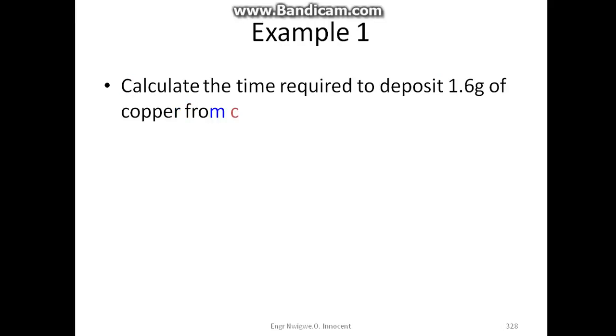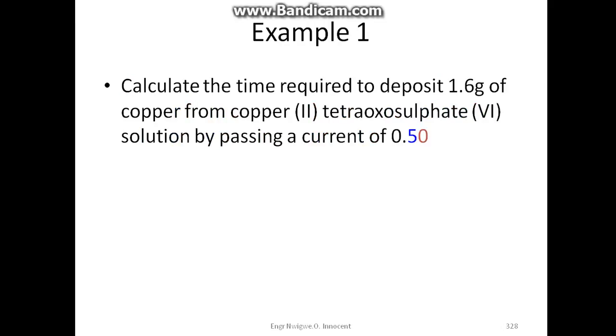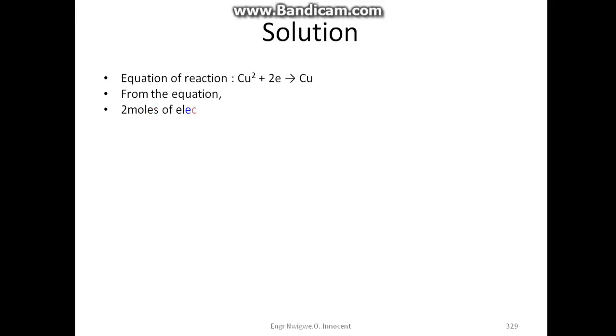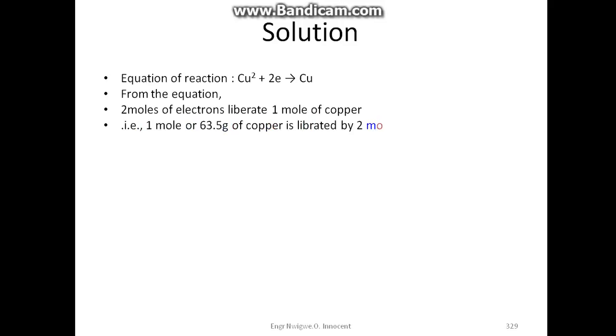Example 1. Calculate the time required to deposit 1.6 gram of copper from copper(II) tetraoxosulfate(VI) solution by passing a current of 0.50 ampere. Solution. Equation of reaction. Copper having 2 valencies will absorb 2 electrons to form neutral copper. From the equation, 2 moles of electron liberate 1 mole of copper. That is, 1 mole or 63.5 gram of copper is liberated by 2 moles of electron.